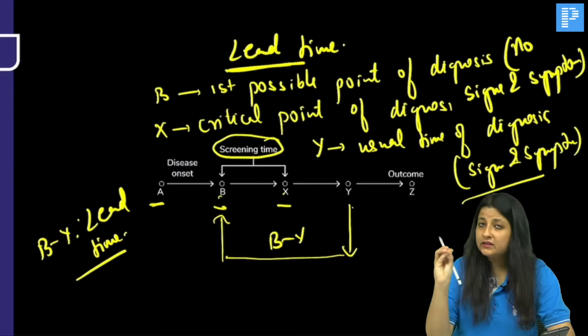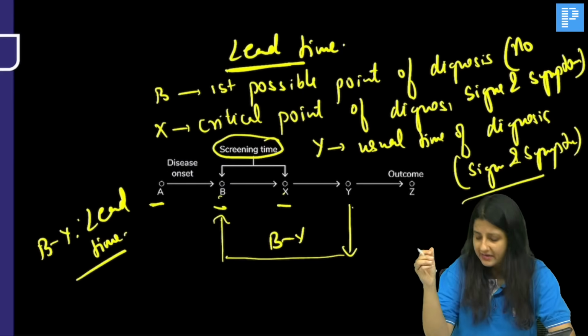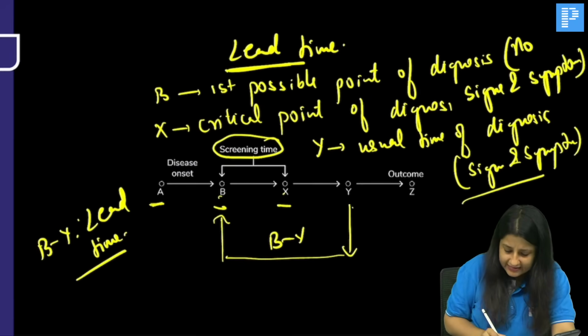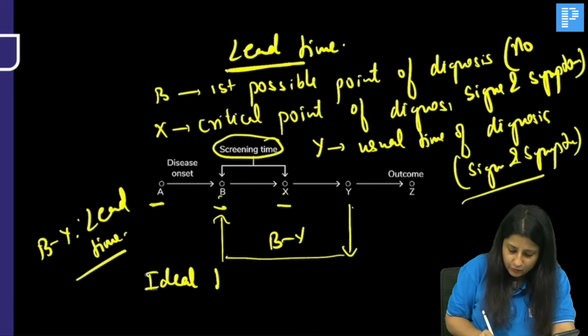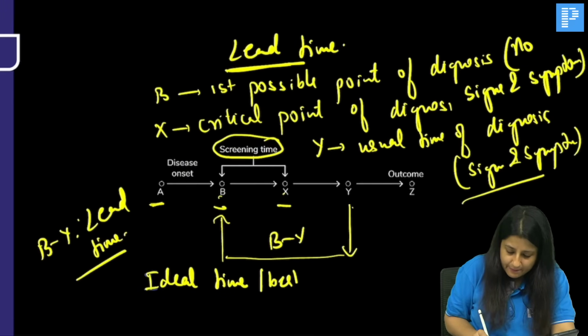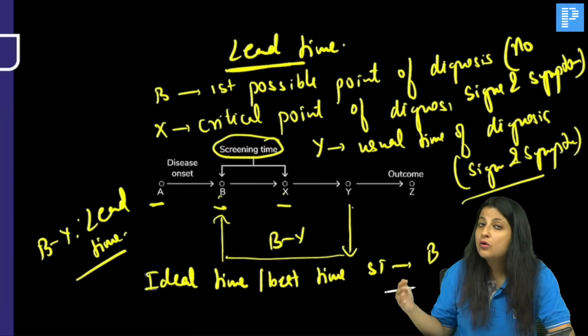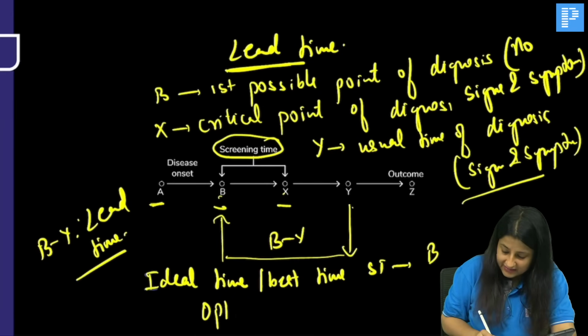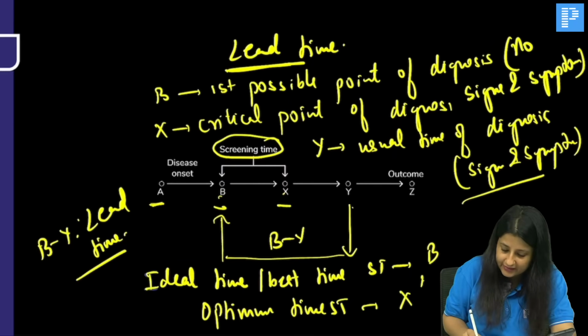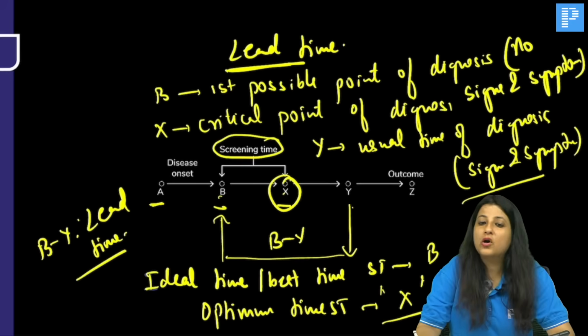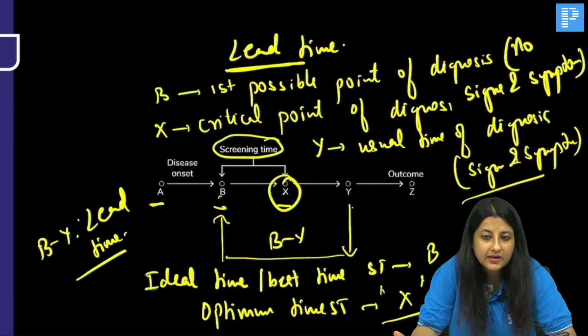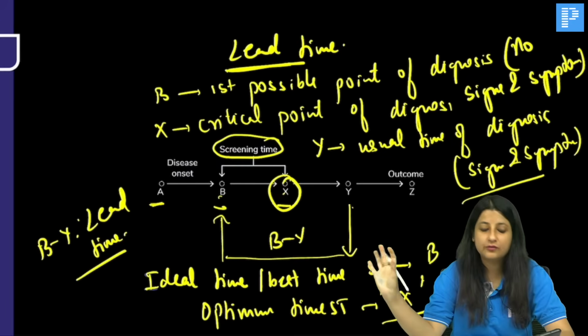Clear? Remember, I told you one more thing in your RRs and LRRs also, which is the ideal time to apply a test. What is the ideal or best time to apply a screening test, guys? It is point B. But many times point B is missed. So what is the optimum time, when the screening test should be applied? The optimum time to get the advantage of the screening test is point X. If you are late beyond point X, you won't get any significant advantage of a screening test.